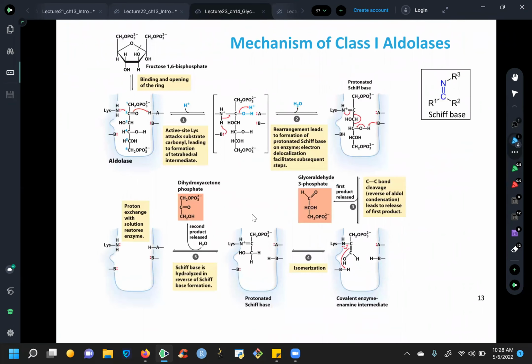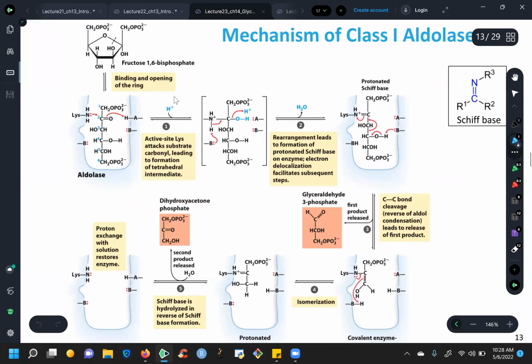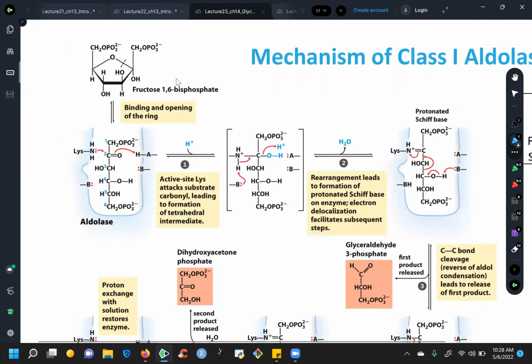Mechanism of class 1 aldolase. Okay, so your professor does seem to care a lot about the mechanisms of some of your enzymes. So I'm just going to cover those mechanisms. So we start off with fructose 1,6-bisphosphate. So here we have the 2 phosphates that we just added. So active site lysine. So now we have a lysine. It attacks the substrate carbonyl, leading to the formation of a tetrahedral intermediate. So you can see that lysine attacks that carbon. Those electrons move.